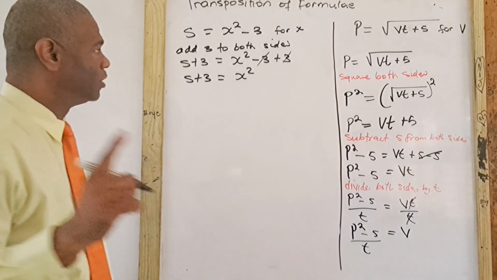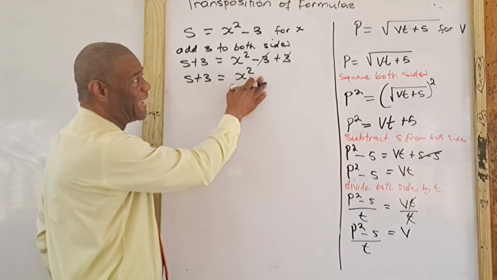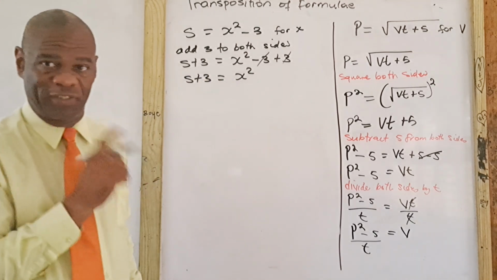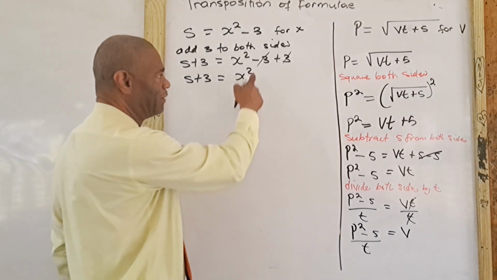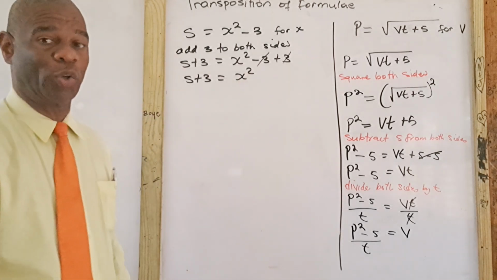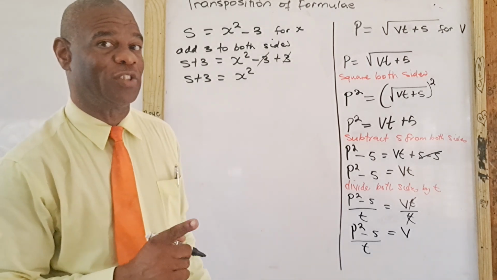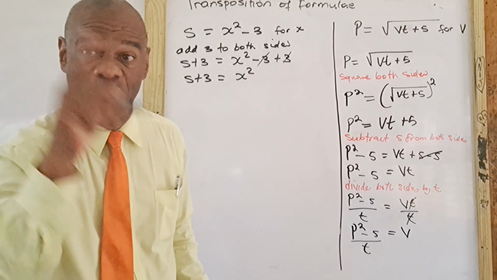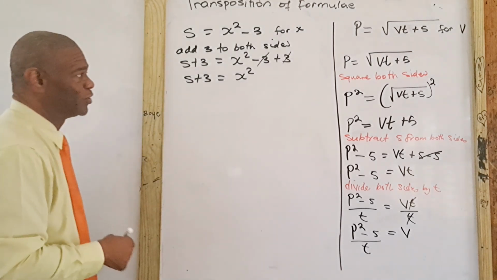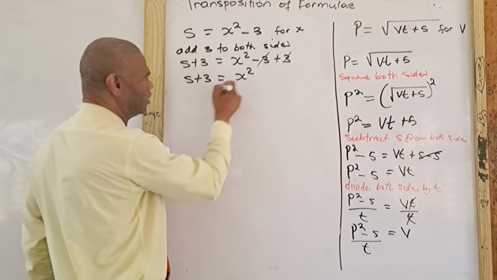Now here we want to make x the subject, not x squared, so we're not finished yet. We must get rid of this square. How do we get rid of that? We must do the opposite of that, which is to find the square root. Very good. So we are going to take the square root.